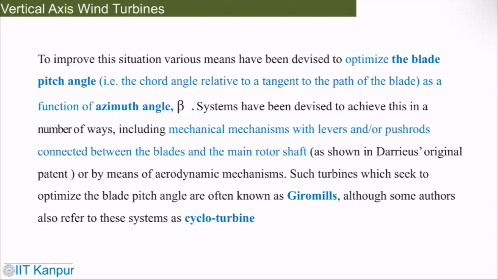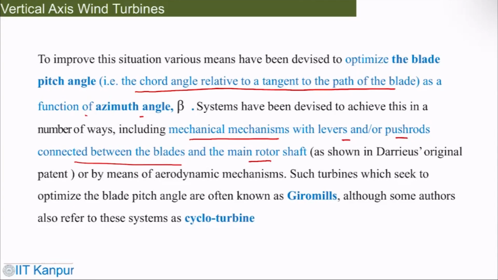which is the chord angle relative to the tangent of the path of the blade as a function of beta. There are different ways one could achieve this. One is a mechanical mechanism with levers or push rods connecting the blades and the main rotor shaft, or an aerodynamic mechanism. The aerodynamic one is to some extent a kind of active control, but the other one is more passive, where you have levers or rods connecting, so that you change the effective pitch. Turbines which seek to optimize the blade pitch angle are known as zero mills, although some authors refer to them as cycloturbines.